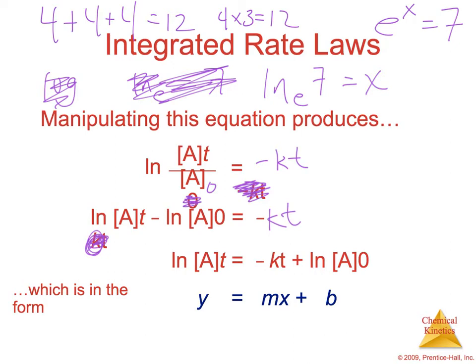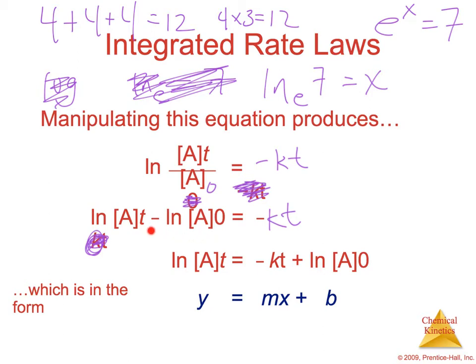Okay, we had an equation on the previous page that looked like this. Sorry about my subscripts. It looked like the natural log of A at a certain time divided by your initial concentration of A equaled minus kt. And using rules of logarithms, we can manipulate this. If you have a log of a fraction, it's the log of the first thing minus the log of the second thing equals minus kt.